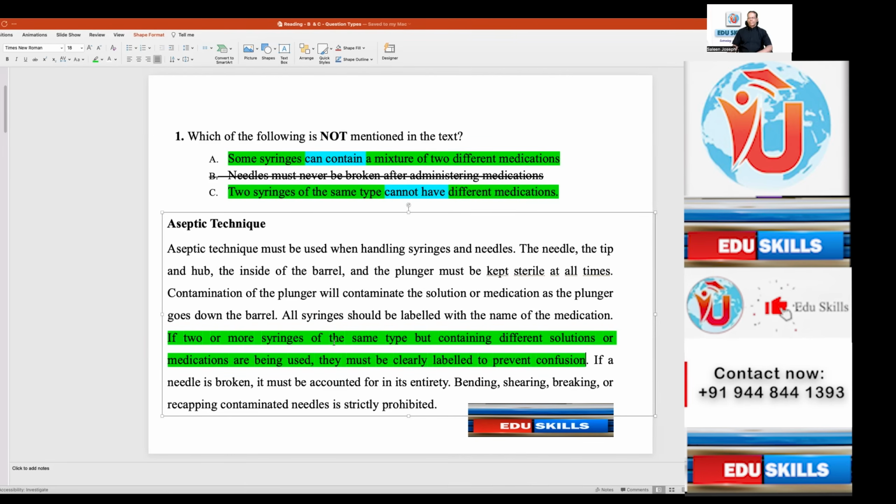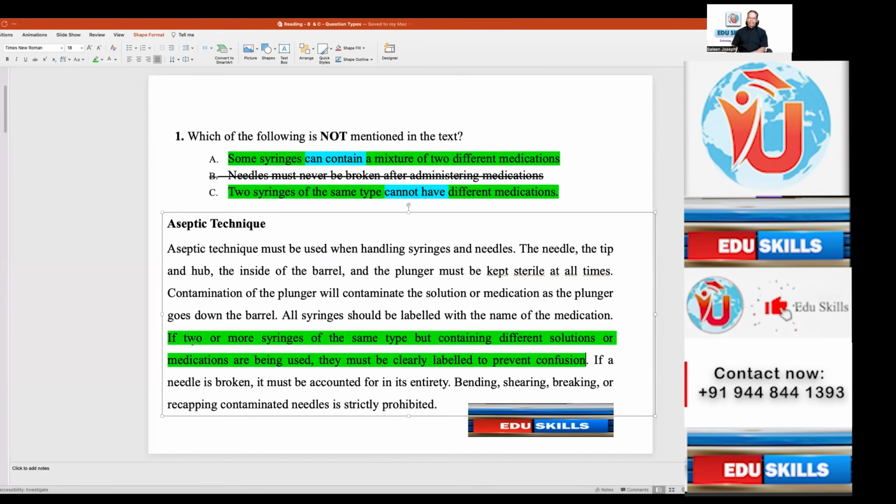So, if 2 or more syringes of the same type but containing different solutions or medications are being used, they must be clearly labeled to prevent confusion. That says some syringes can contain a mixture of 2 different medications. It's clearly given here. Again, you have one more strategy, which I'm just telling you about: elimination. In fact, if you get into the competency, you need not read the passage at all. You can just go into that particular area and find where it speaks about two syringes.